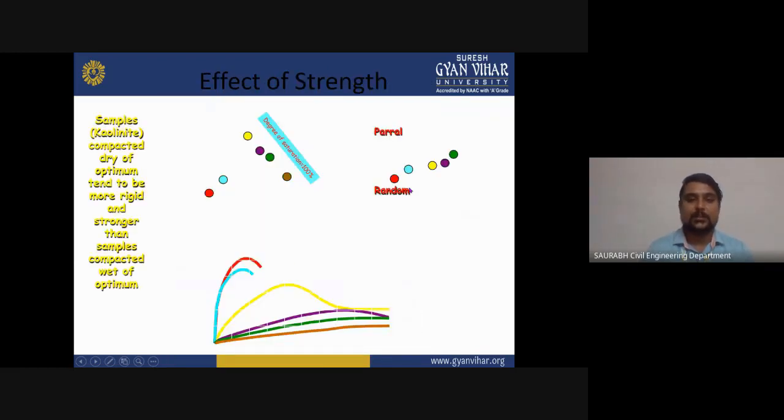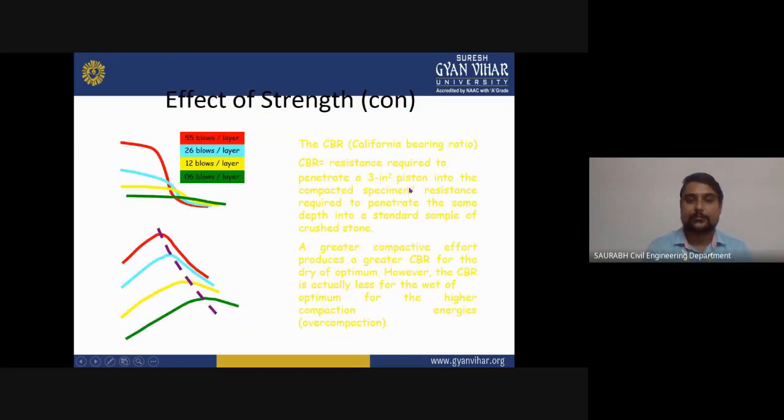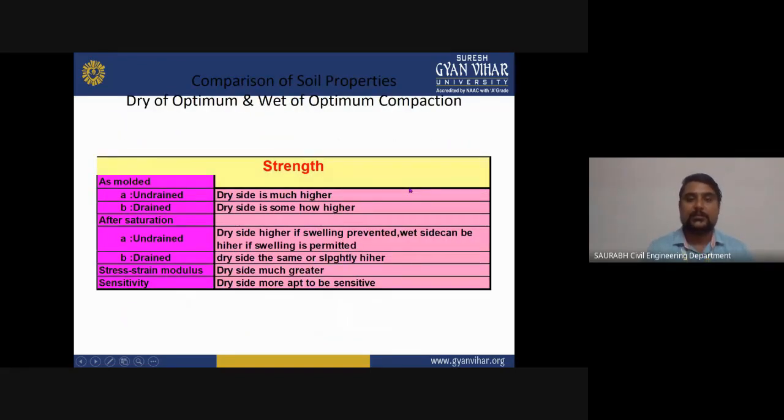Now you can see here what will be the effect on the strength. Samples of kaolinite compacted dry of optimum tend to be more rigid and stronger than the samples compacted wet of optimum. And this is your comparison of soil particle properties, dry of optimum and wet of optimum compaction. As you can see here, for undrained and drained soil, the dry side has much higher strength. So you can see here how the soil type can affect the strength of a soil.